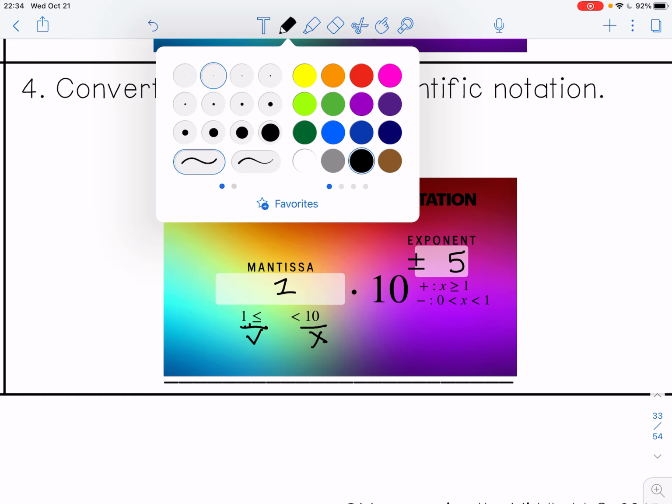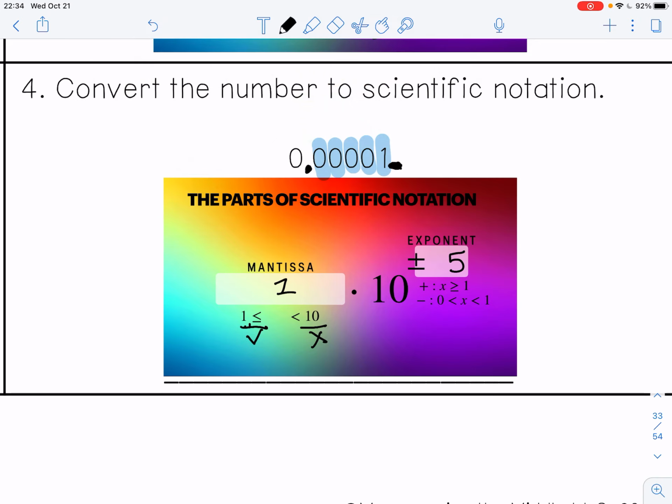Is our original number bigger than 1, or is it between 0 and 1? Well, it looks like a really tiny number here, so our exponent should be negative. It should be between 0 and 1. So our final answer should be 1 times 10 to the negative 5 power. All right, and there is your final answer there.